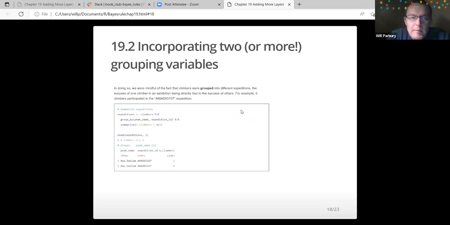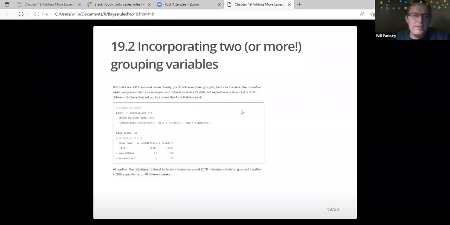In doing so, we were mindful of the fact that the climbers were grouped into different expeditions. The success of one climber in an expedition being directly tied to the success of others. For example, 5 climbers participated in that expedition there. But that's not all. If you look more closely, you'll notice another grouping factor in the data, the mountain peak being summited. For example, our data set includes 27 different expeditions with a total of 210 different climbers that set out to summit the Ama Dablam peak there.